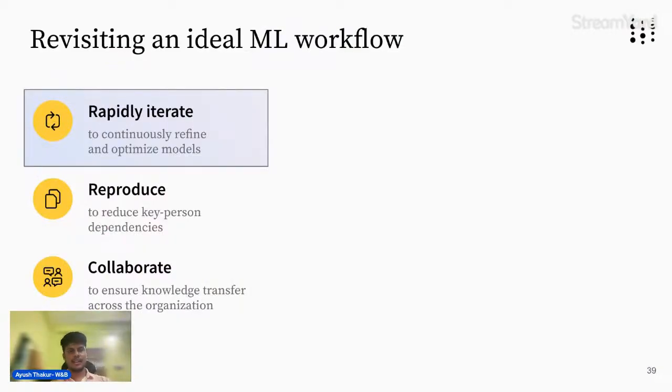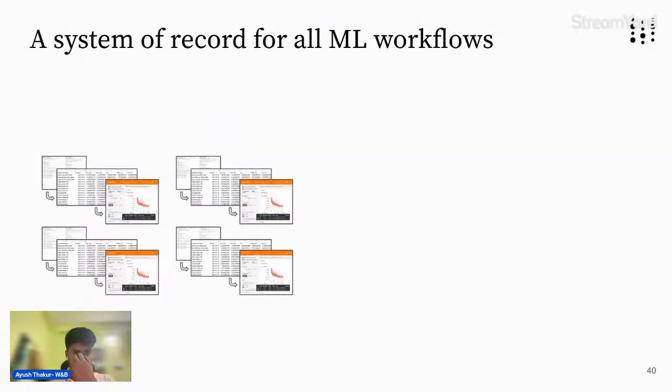So let's revisit the three ideal ML workflows: the iteration, the reproducibility, and the collaboration, right? So let's quickly talk about how iteration can be achieved with a tool like Weights and Biases. So say four of you are collaborating on a problem statement that can be solved with machine learning.